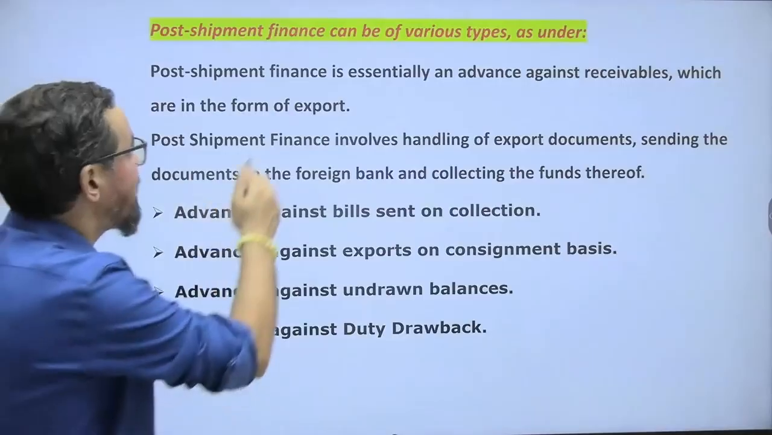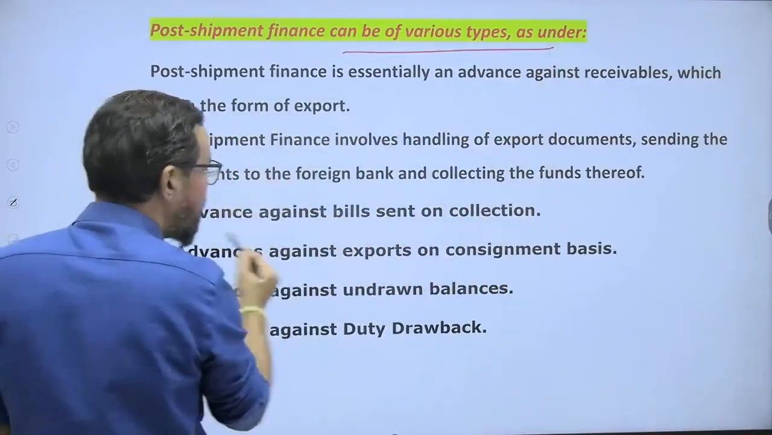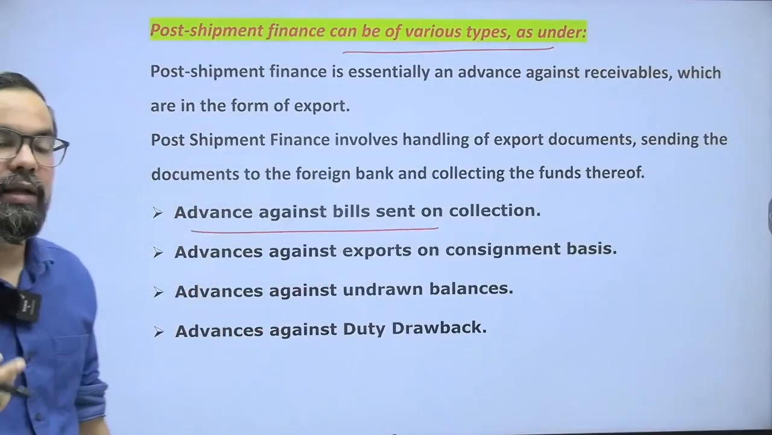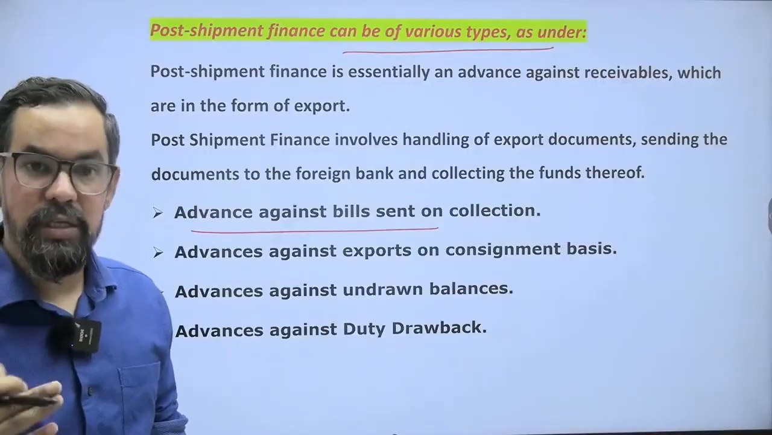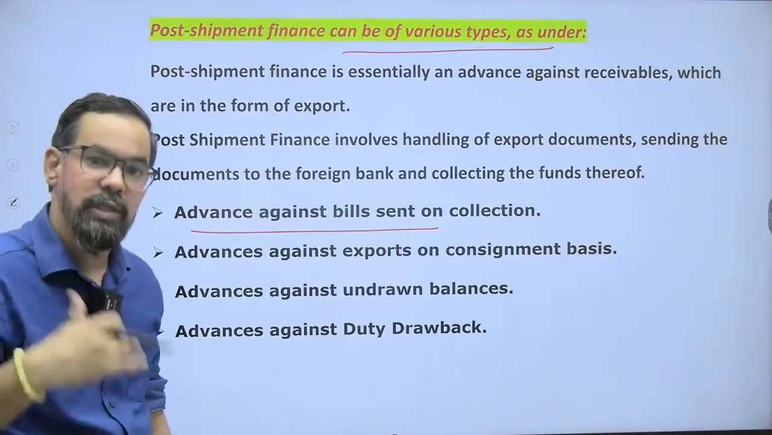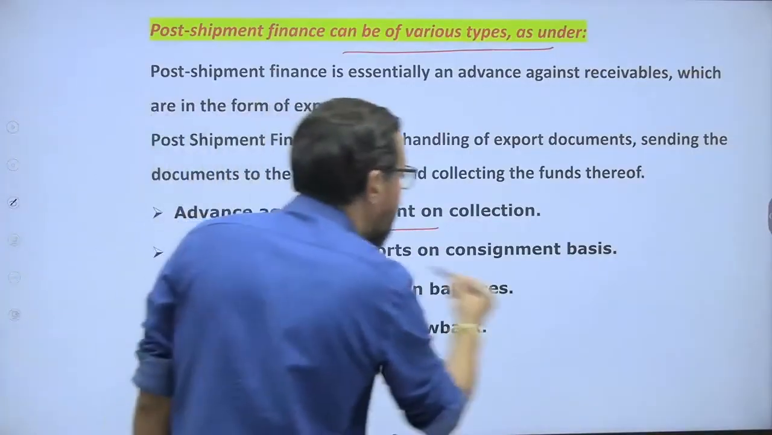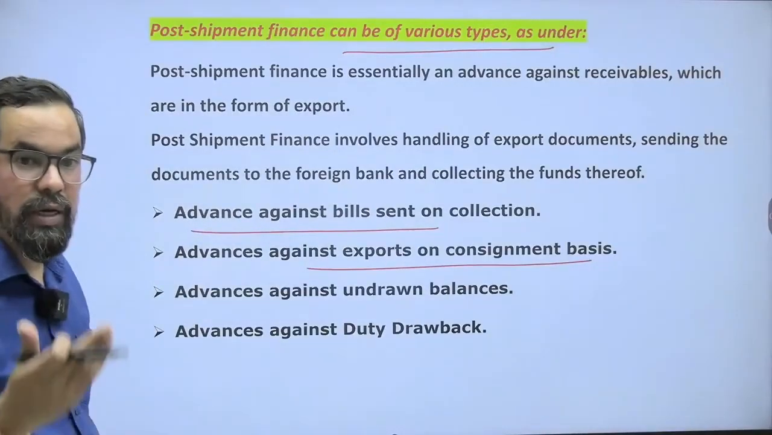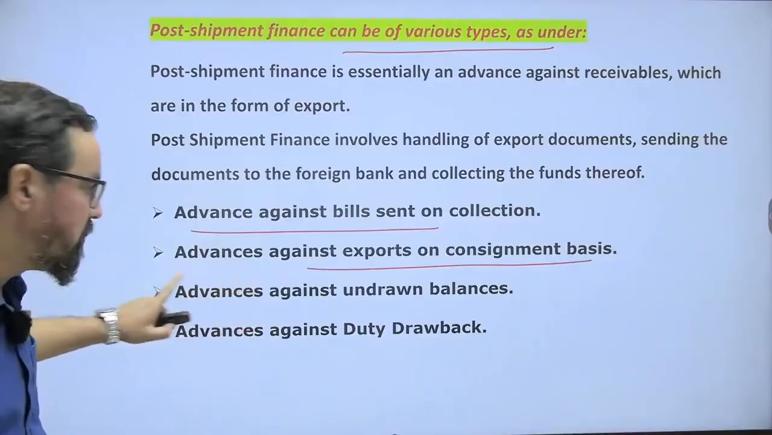Post shipment finance can be of various types, like advances against a bill sent on collection. Let's say we have done the shipments and the date on the LC is 90 days, so that means we are going to receive that money after 90 days. Advances against export consignment basis: we are doing regular exports, getting regular updates, so on an open account basis we can have this kind of arrangement with the bank.